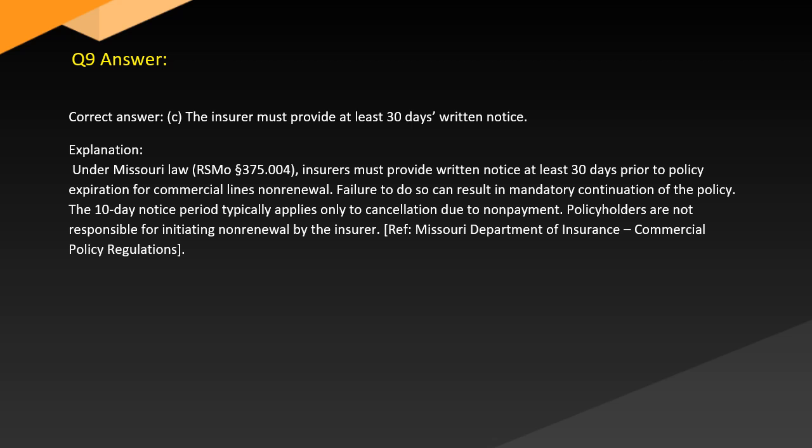Answer. Correct answer: C. The insurer must provide at least 30 days written notice. Explanation. Under Missouri law, insurers must provide written notice at least 30 days prior to policy expiration for commercial lines non-renewal. Failure to do so can result in mandatory continuation of the policy. The 10-day notice period typically applies only to cancellation due to non-payment. Policyholders are not responsible for initiating non-renewal by the insurer. Ref: Missouri Department of Insurance Commercial Policy Regulations.